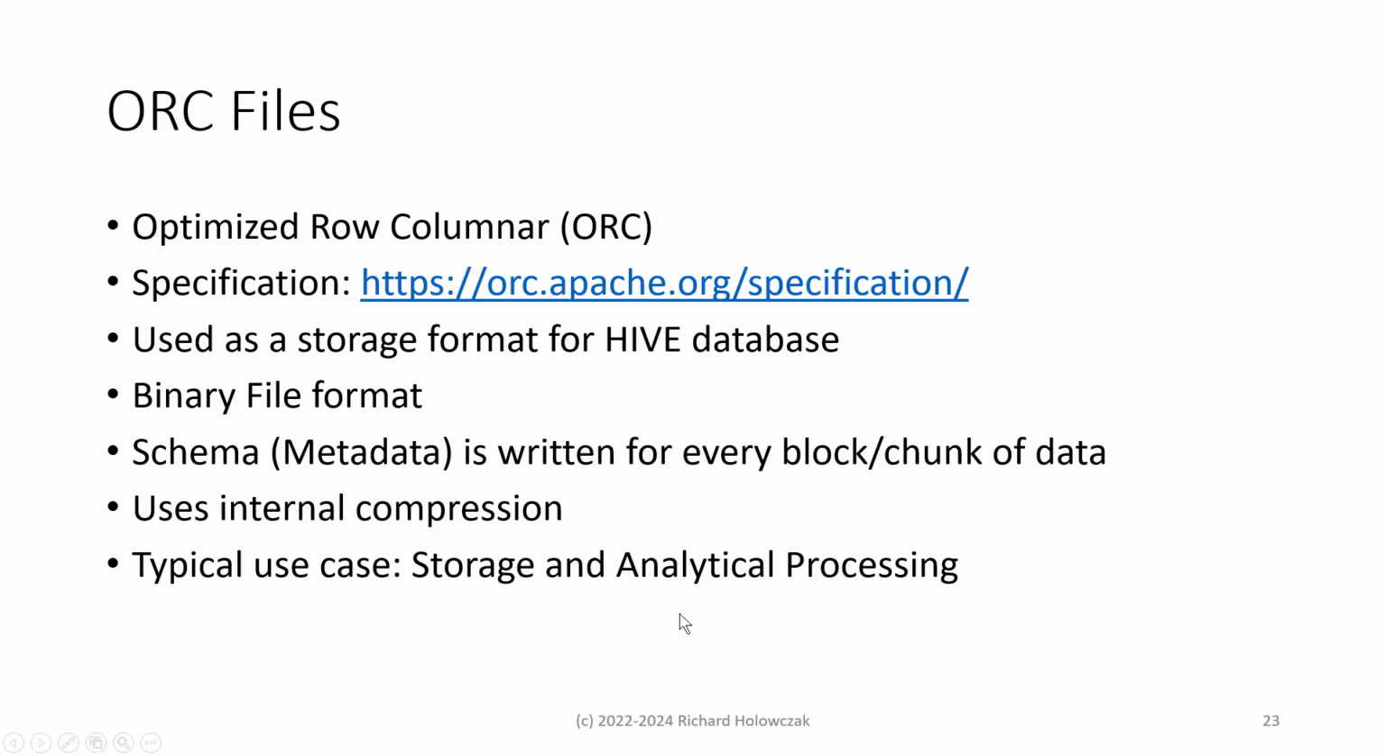Okay, I think we're almost to the end here. ORC files are called optimized row columnar format. Here's the specification, orc.apache.org. ORC files are the storage format for the Hive database. So Hive is a big data Hadoop-based analytical database management system. It runs on top of the Hadoop file system, and ORC files are their native storage format. It's a binary format with the schema, including the metadata for data types, written for every block and every chunk of data. Again, they use internal compression, and again, their use case is for storage and analytical processing.